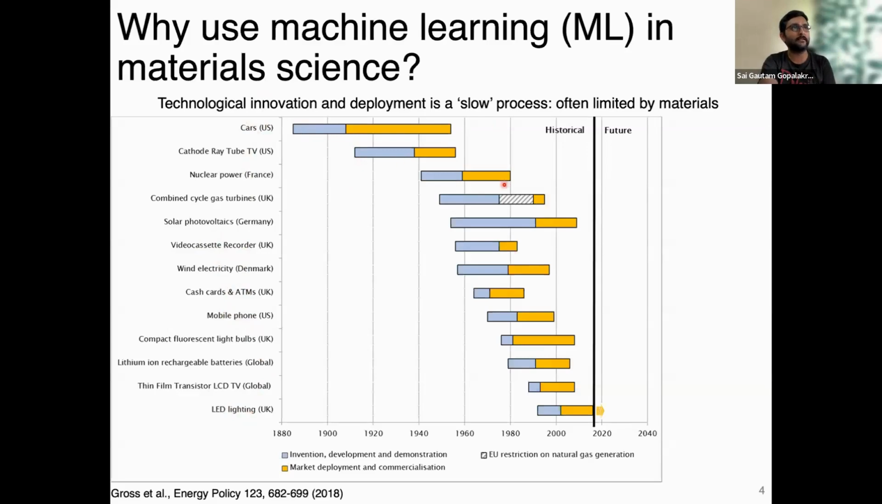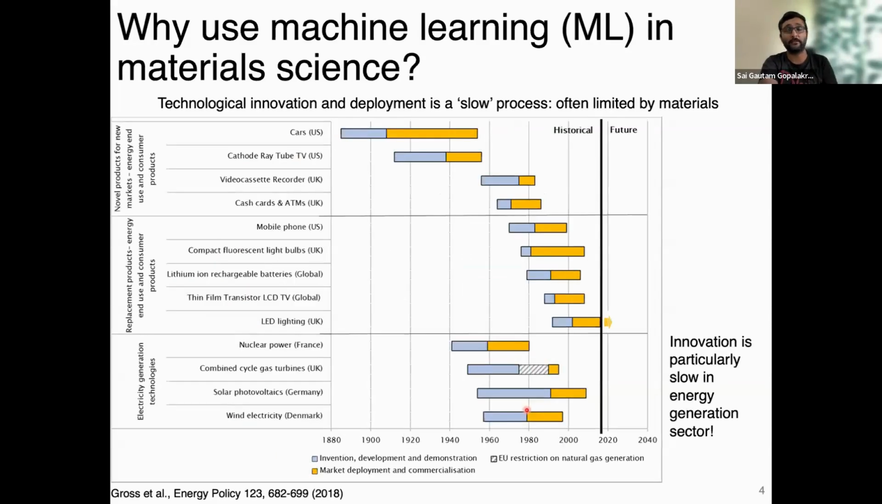You see that most of these technologies take several decades to go from invention or demonstration at a prototypical stage all the way to commercialization. So this innovation cycle is even slower when you think about the energy sector, particularly energy generation. So think about nuclear power, gas turbines used in coal power plants, photovoltaics, windmills, right? So the innovation is even slower when it comes to the energy generation sector, and we need more rapid or faster innovations in the energy sector so that we can transition towards sustainable use, right?